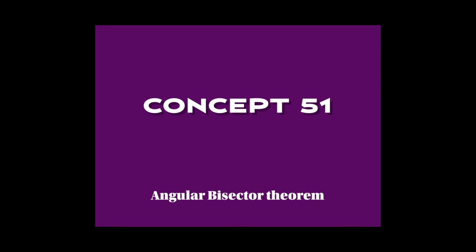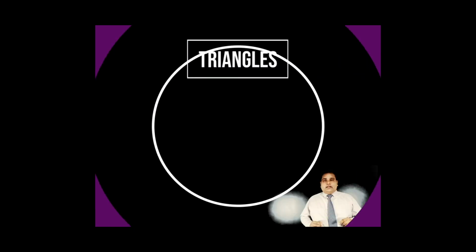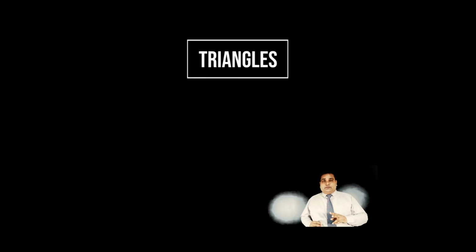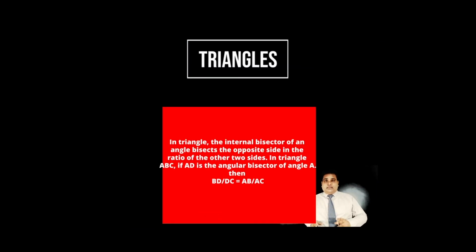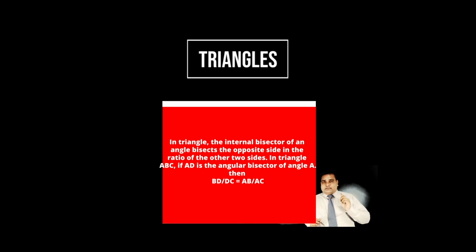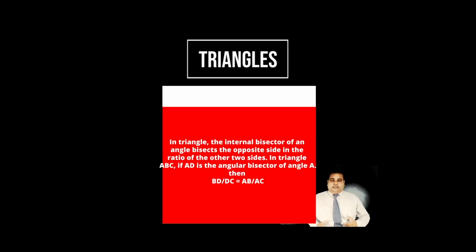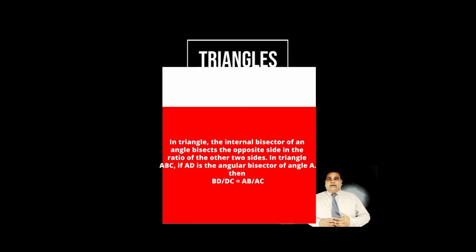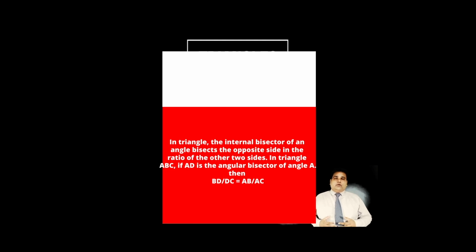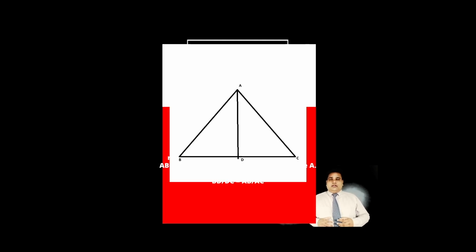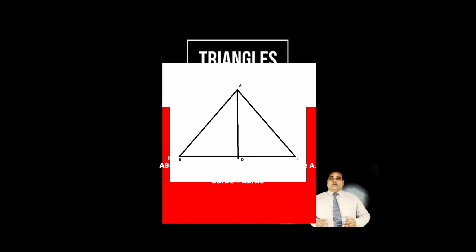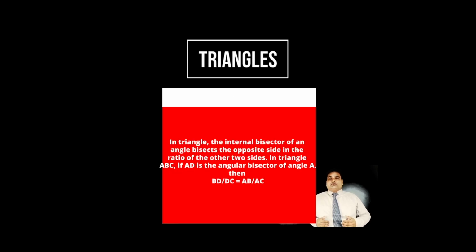Concept 51, angle bisector theorem. In a triangle, the internal bisector of an angle divides the opposite side in the ratio of the other two sides. You can see in the diagram, in triangle ABC, if AD is the angle bisector of angle A, then BD divided by DC will always equal AB upon AC.